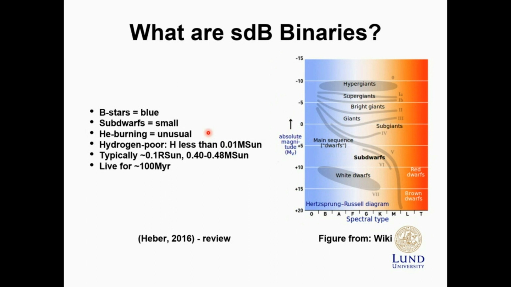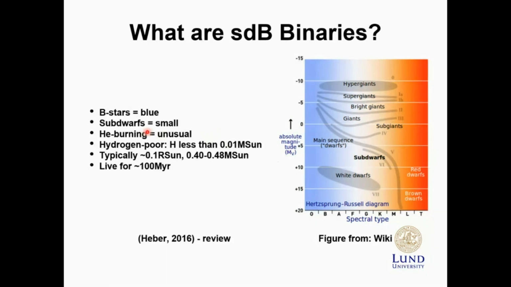Subdwarf B stars are helium burning, so in other words, they are not just small, they're also burning helium in their cores, which is different compared to the sun, which is burning mostly hydrogen in the core, and therefore those subdwarf B stars typically end up being very small and bright.